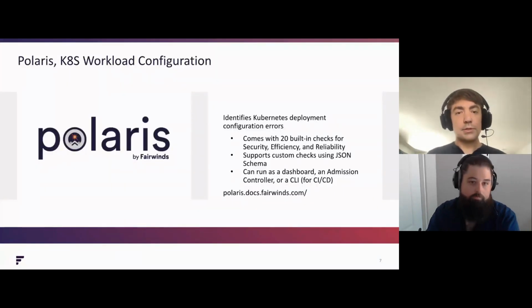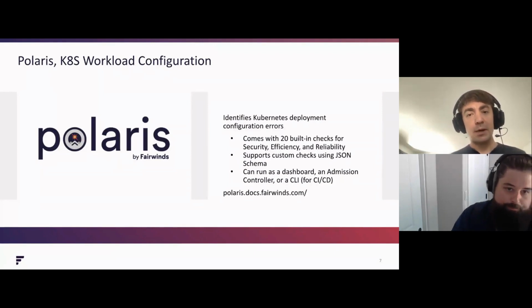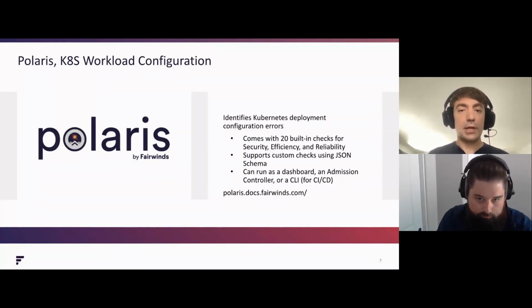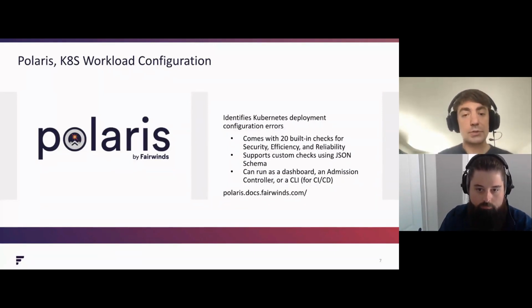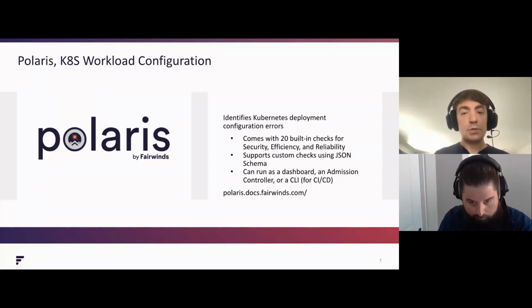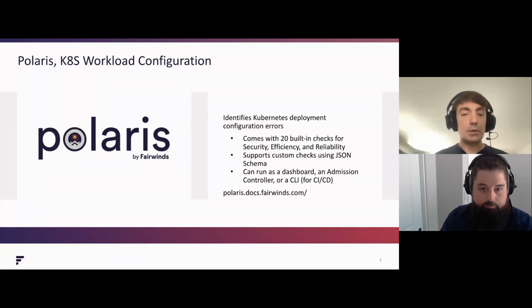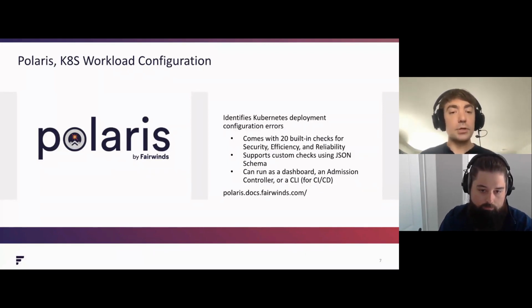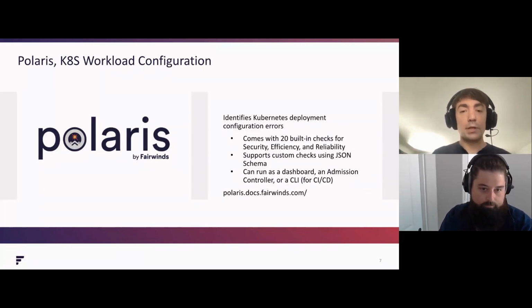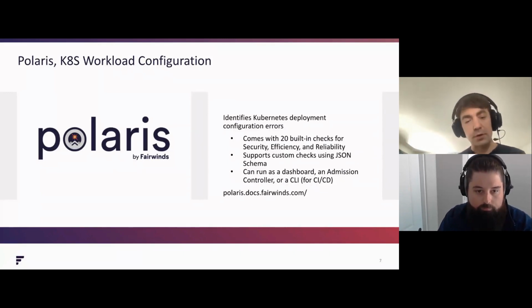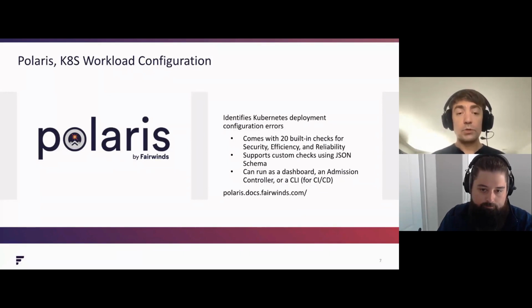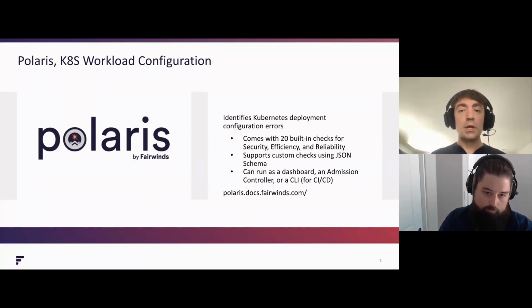So our solution here is a project called Polaris. Polaris comes with 20 built-in checks for common issues and best practices. It also supports creating custom checks using JSON schema, which is a schema language that Kubernetes actually uses under the hood to validate all the resources that come into the cluster. So if you have an internal labeling scheme or some other internal requirements about, like, which registries are being used for Docker images, you can encode those in custom checks in Polaris.